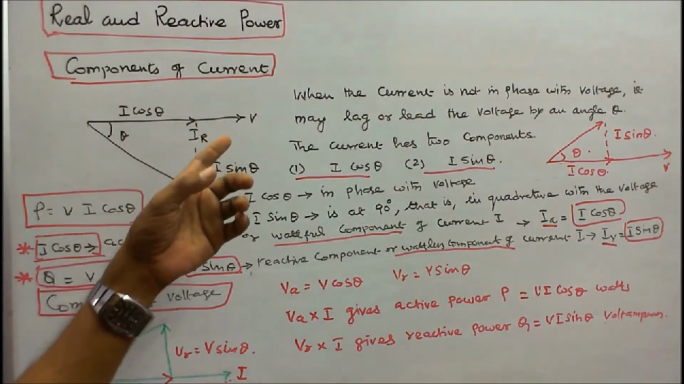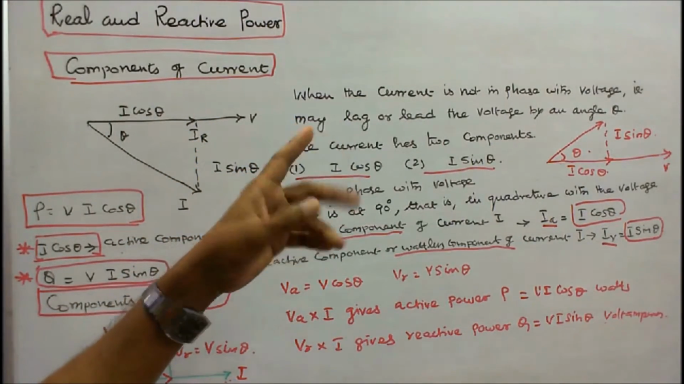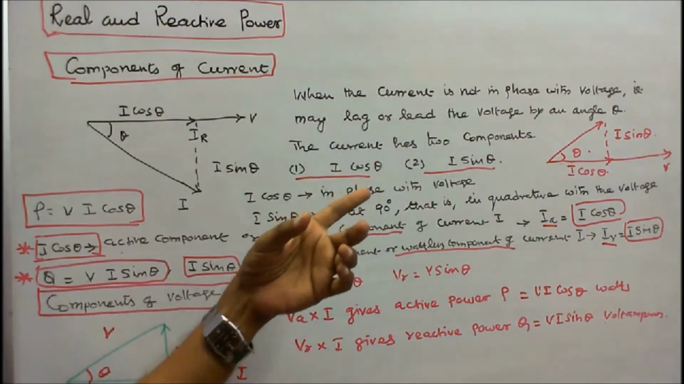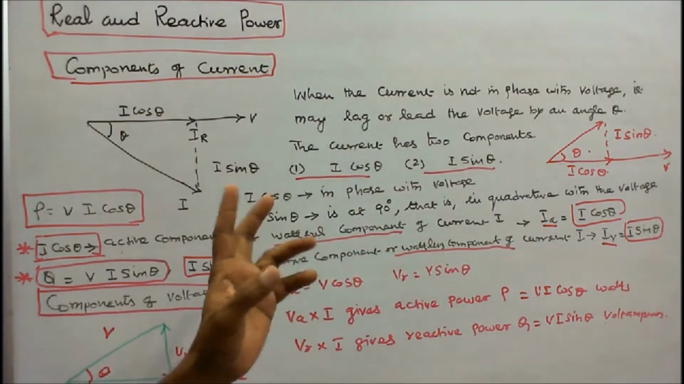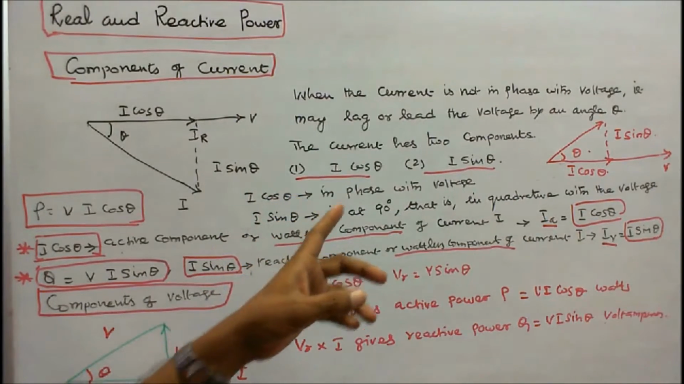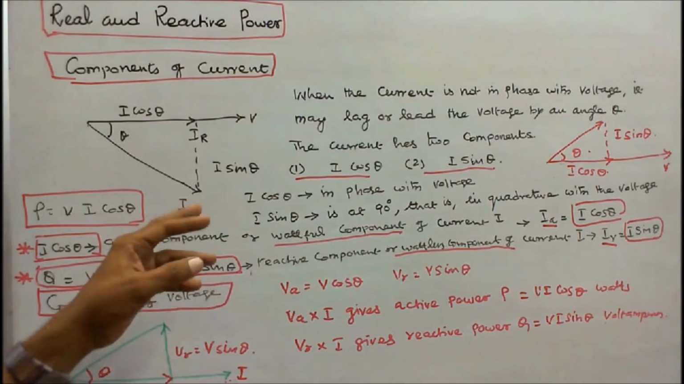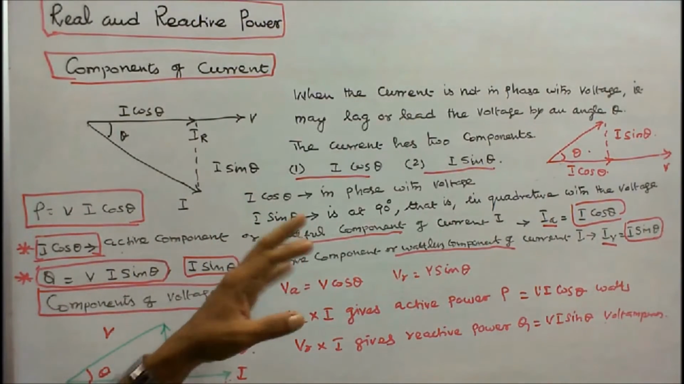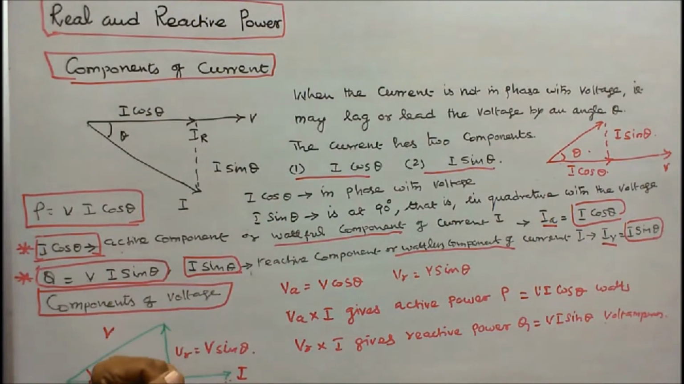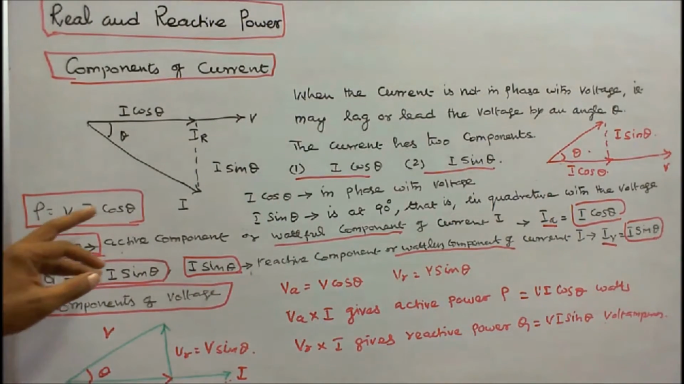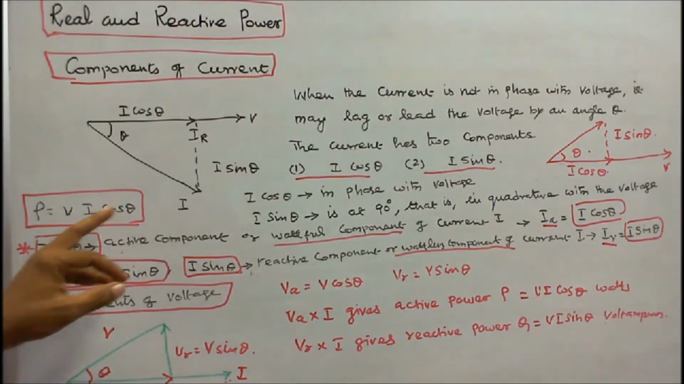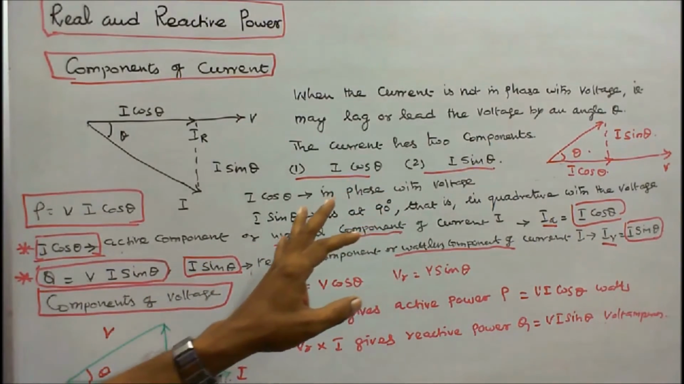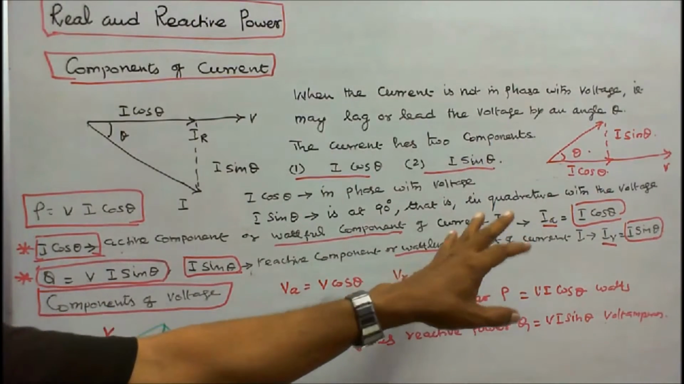Components of current. When the current is not in phase with the voltage, it may lag or lead the voltage by an angle theta. In both cases, the current has two components. One is I cos theta, the other is I sin theta. I cos theta is in phase with the voltage. I sin theta is at 90 degrees, that is, in quadrature with the voltage. We know that real power P is equal to VI cos theta. The term I cos theta is called the active component or wattful component of current I. It is denoted as Ia, that is equal to I cos theta.